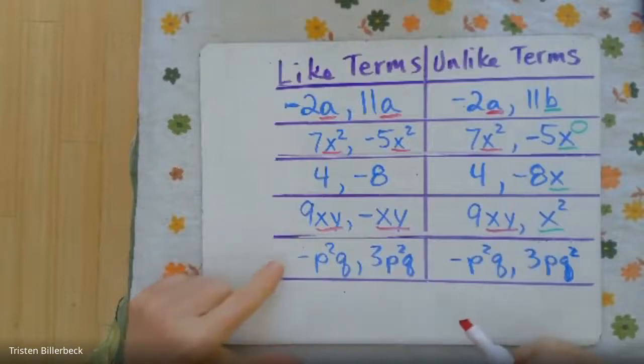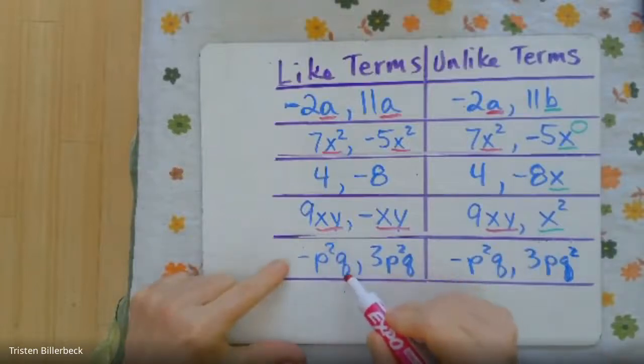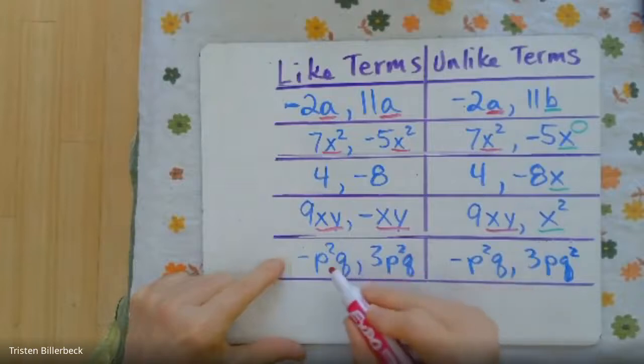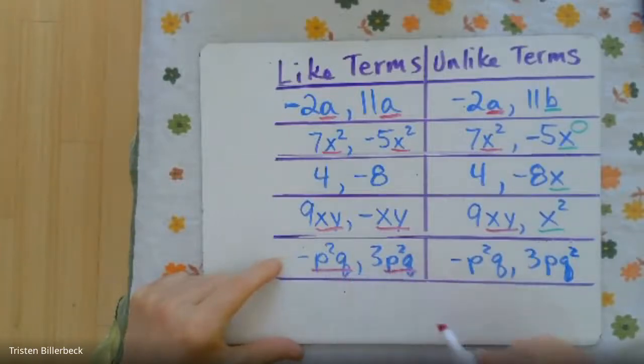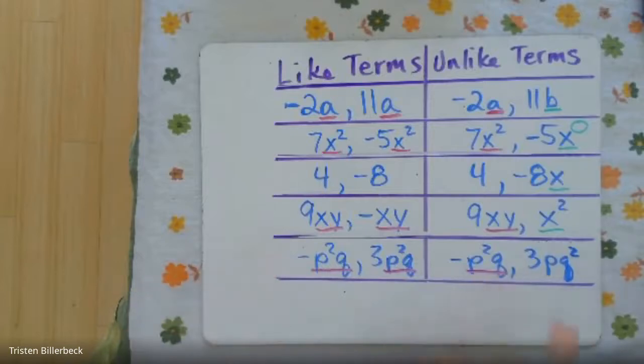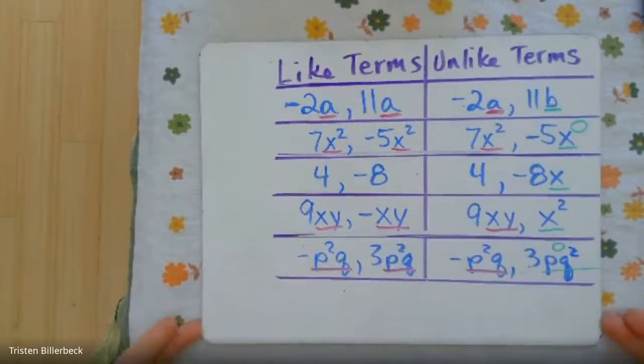All right, let's look at this one. We have negative p squared q and 3p squared q. Well, p squared q is the same thing. And we have p squared q here, but here we don't have p squared q. We have pq squared. Oh, that's so close, but it's different. Okay, so they're not like. So we have to be very careful. Where is this exponent? Is it with the right variable? So that's something you have to look at when you're comparing like terms.